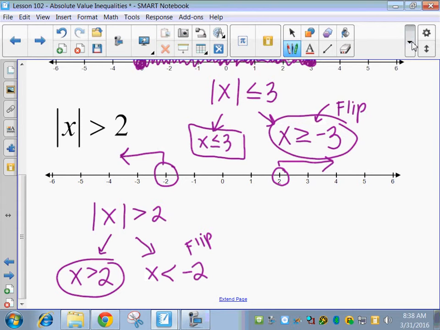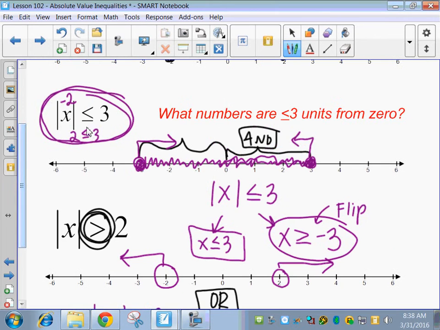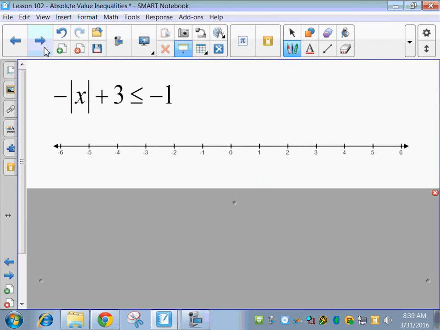All right? We call these OR graphs when your arrows point out. And we call these AND graphs when you shade in between. Okay? Anytime you have greater than, you have an OR graph. It's going to point out. Anytime you have less than, you're going to have an AND graph. So let's try some more that have a few more steps.